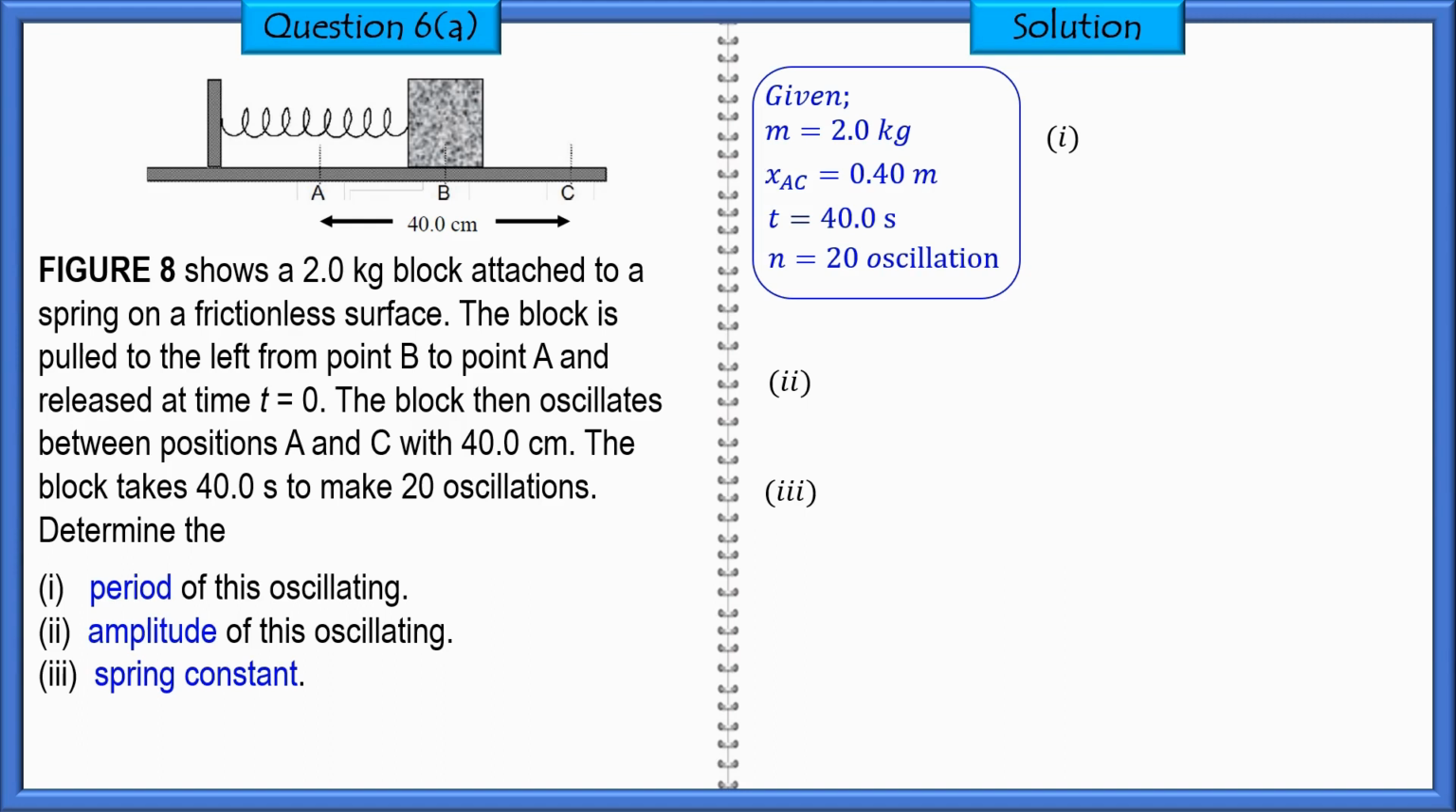First, you need to determine the period of this oscillation. To calculate the period, because the block takes 40 seconds to make 20 oscillations, we divide 40 by 20, and you will get the period is equal to 2 seconds.